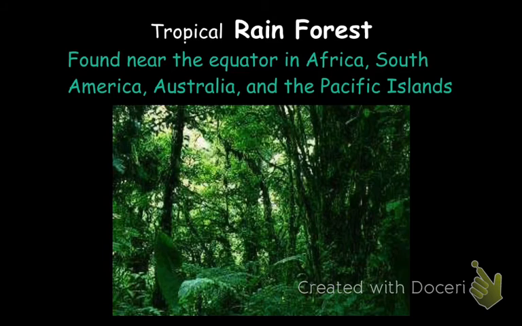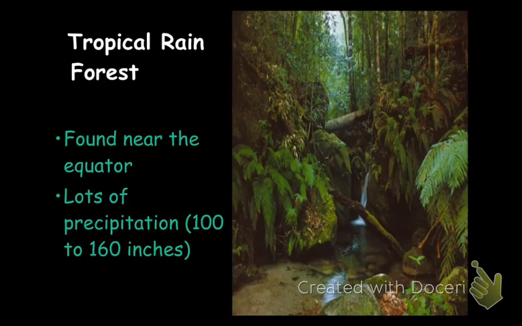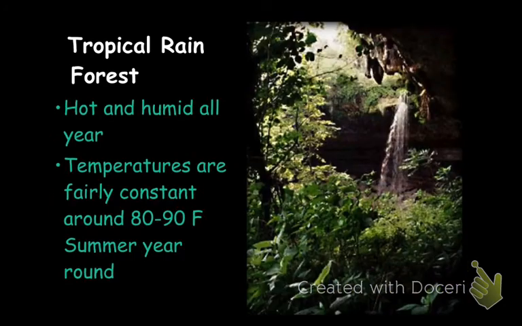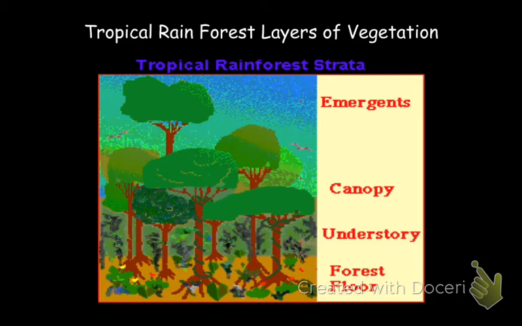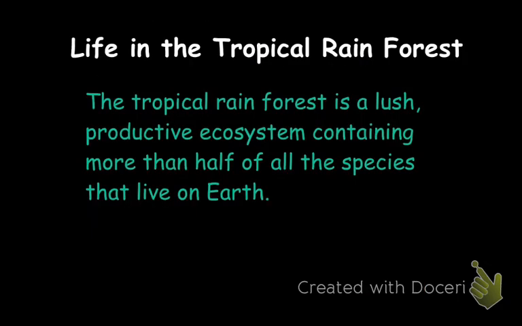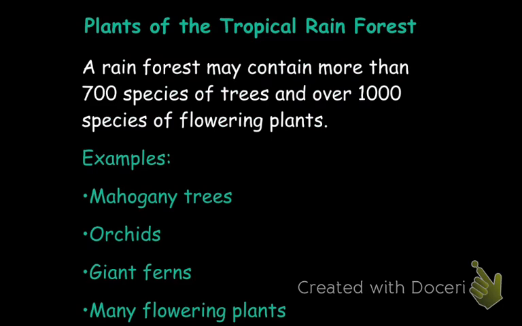Okay, and so then we have our tropical rainforest. The tropical rainforest is found in the tropical zone, meaning it's going to be warm year-round. It also is going to have a lot of precipitation, so it's going to be humid. The tropical rainforest is one of the most biodiverse areas in the entire world, meaning their ecosystem has a lot of different types of trees and animals.